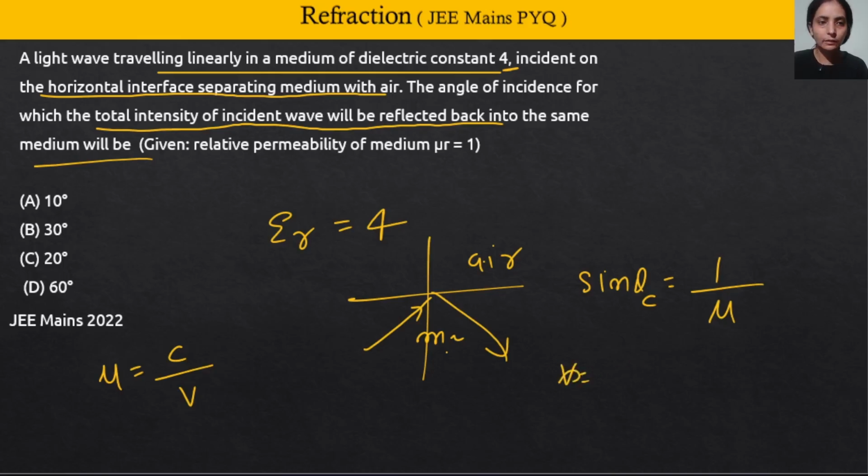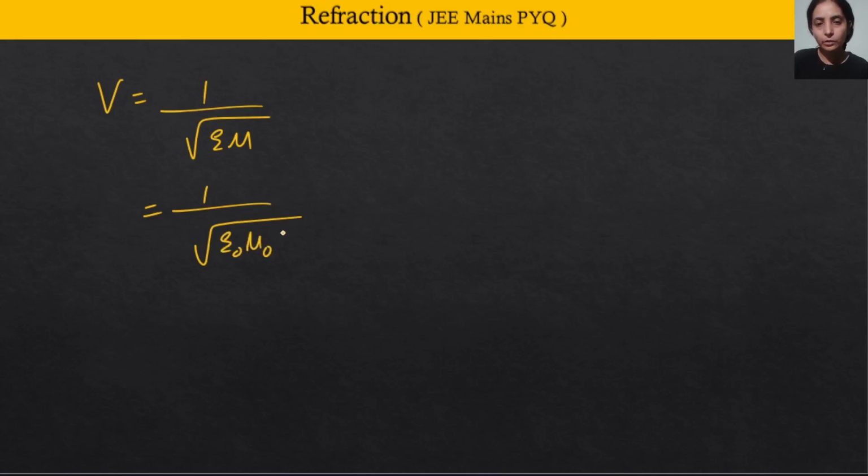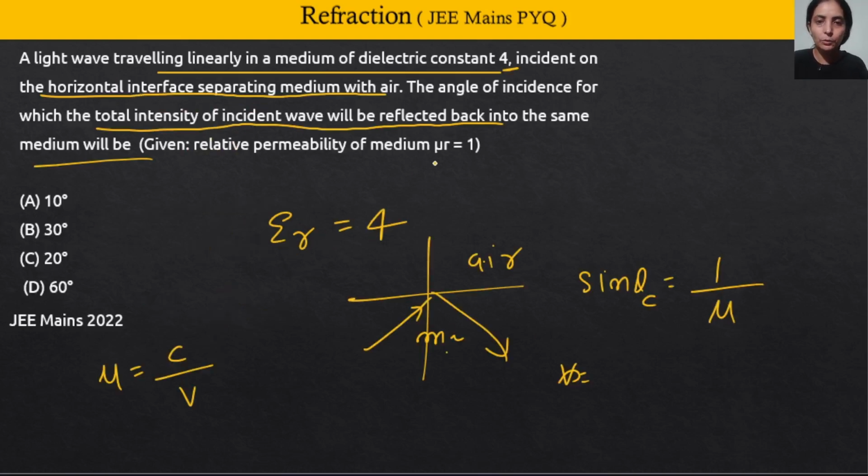Let us do it here. So v can be written as 1 by root under epsilon mu. So this can be written as 1 by root under epsilon naught mu naught. This is how much? Epsilon r mu r. So 1 by root under epsilon naught mu naught is c divided by root under epsilon r mu r. So look, the value of epsilon r is 4, mu r is 1.